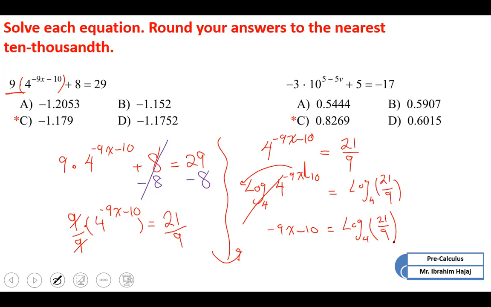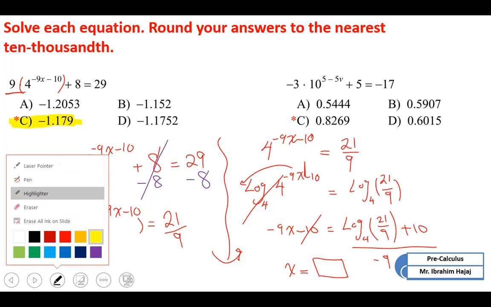The next step is to isolate x, make x alone on one side. We have to add 10 to both sides, cancel it from here, and then divide your answer by negative 9 as we used to do. And then evaluate by using your calculator, because I do not have a calculator here. So your answer here will be C, negative 1.679. Okay. Next problem.